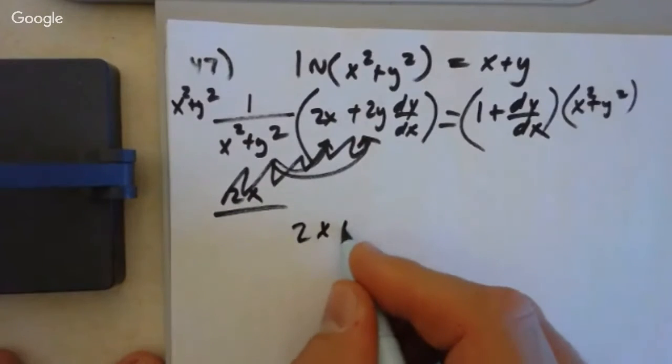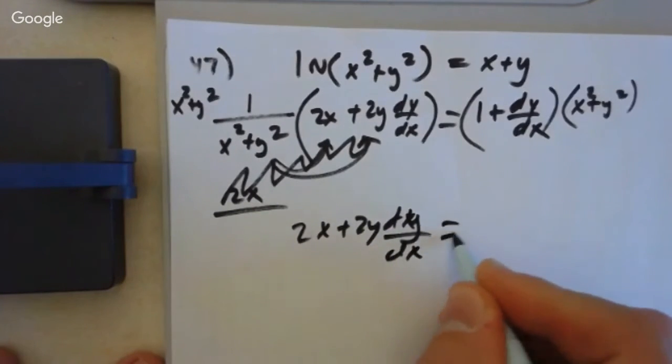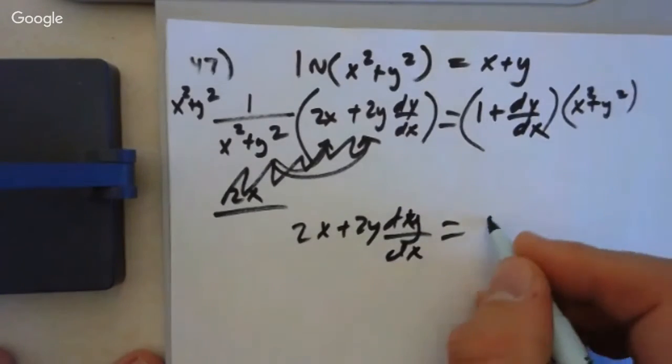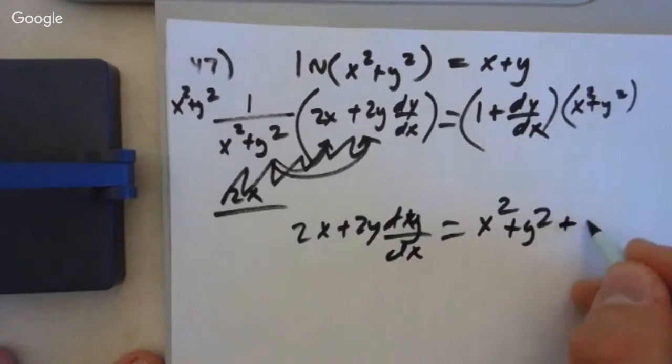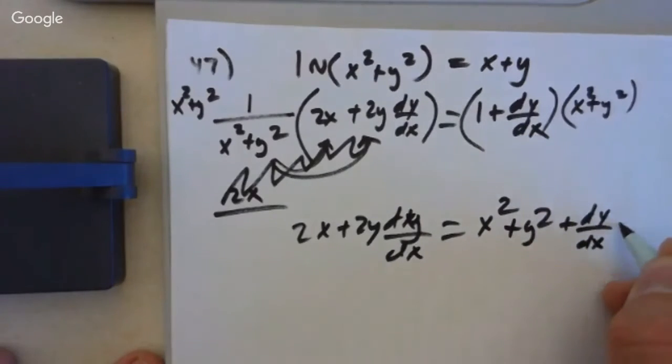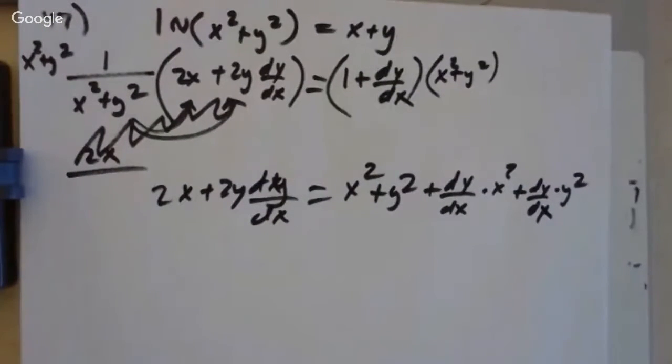So that'll leave you 2x plus 2y dy dx over here. Over here, well, let's FOIL that out. What's 1 times x squared? X squared. What's 1 times y squared? Y squared. Dy dx times x squared plus dy dx times y squared. Interesting. All right, now let's move everything to one side.